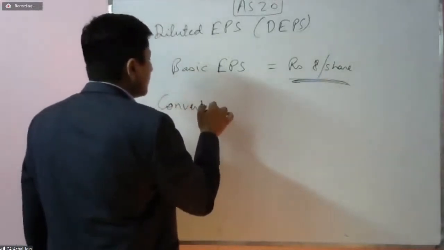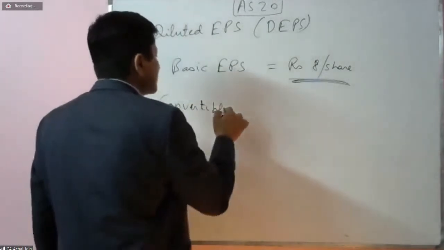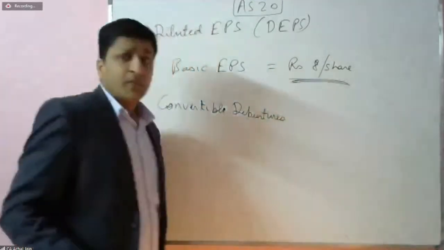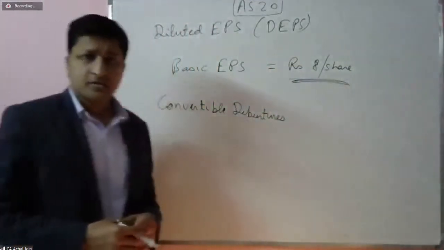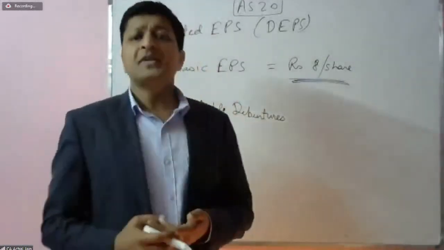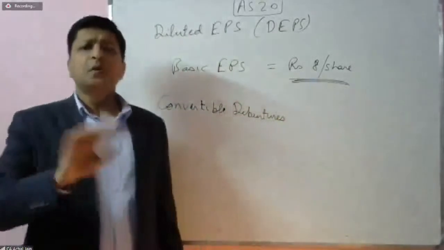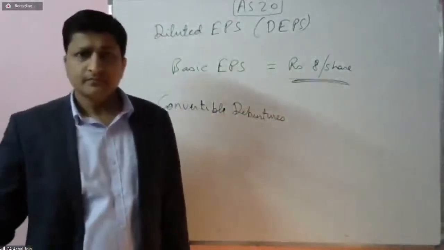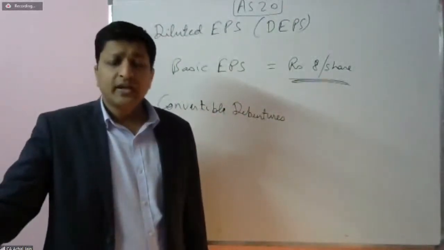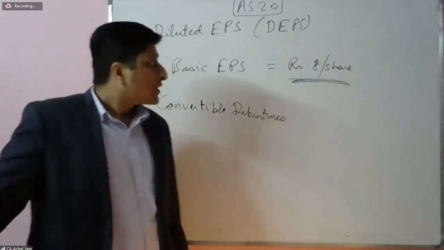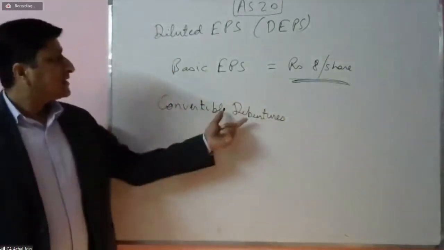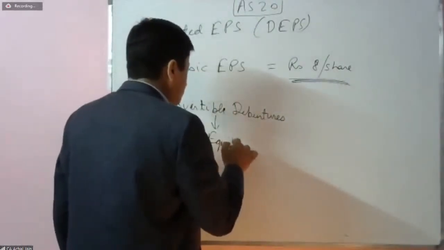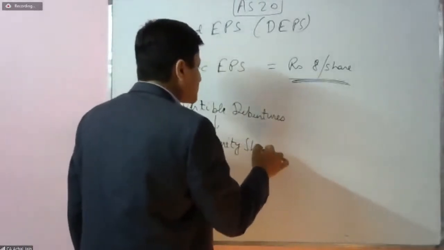Say the company also had convertible debentures. Convertible debentures means those debentures which will not be redeemed, but which will be converted into equity after some period of time. So eventually what has to happen? These debentures have to become equity. They will get converted into equity shares of the company.